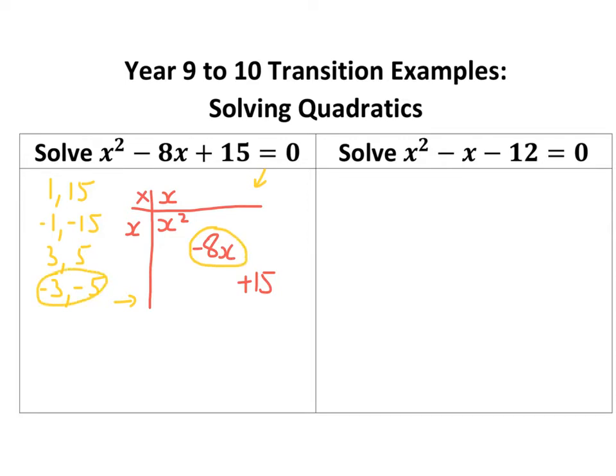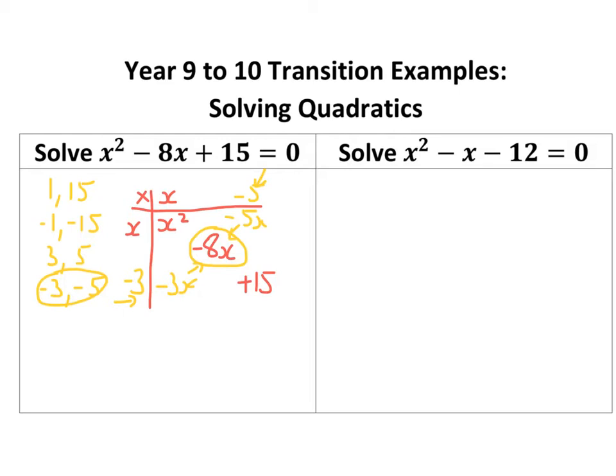and that would be the bottom two. It doesn't matter what order they go in, minus 3 and minus 5, because when I multiply, this gives me minus 5x, this gives me minus 3x. They both simplify to make minus 8x.